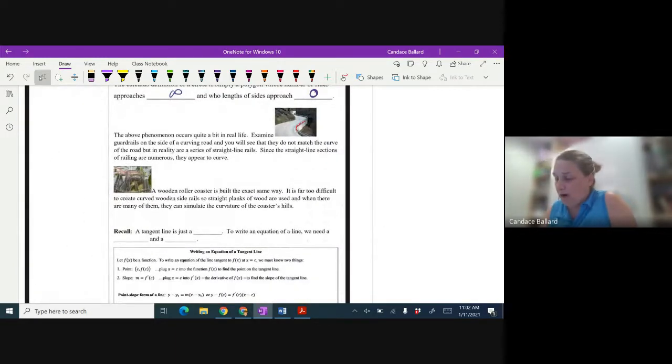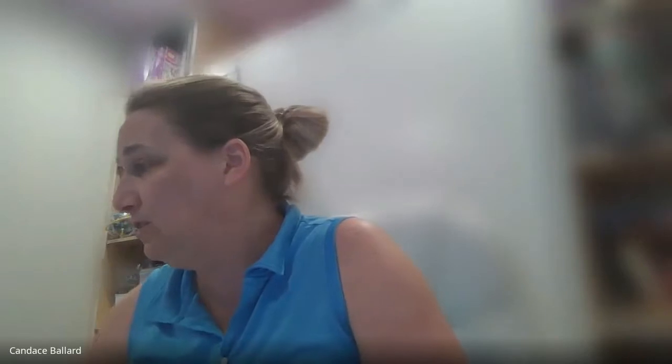All right, you guys are going to help me with this part because we kind of already know a lot of this part. A tangent line is just a line, right? It's just a good old line. Help me out in the chat: if we learned nothing else last semester, what two things do we need to write an equation of a tangent line? Please tell me in the chat right now.